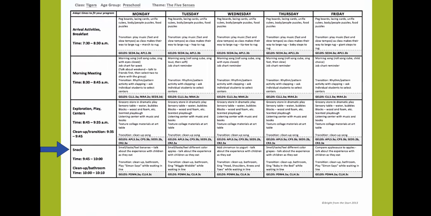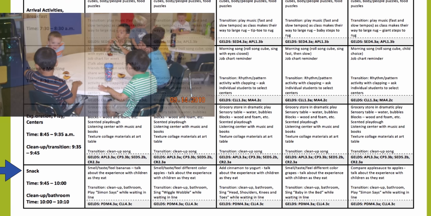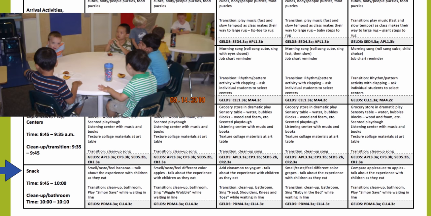The five senses theme is easy to incorporate into meal times, as you can have a variety of foods out to explore and taste. On this lesson plan, we have listed something different every day. Monday, the children will taste and talk to you and their friends about bananas. Tuesday, they'll try apples of different colors and so on.